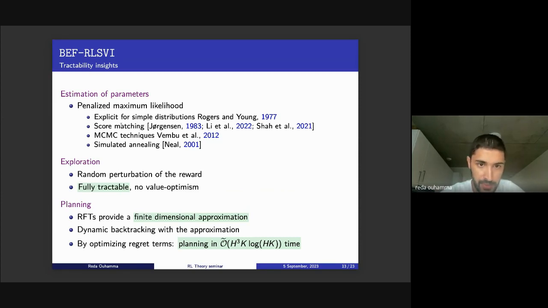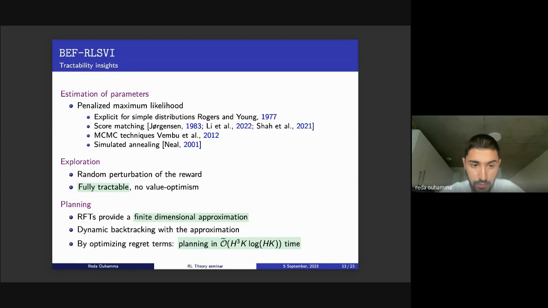Actually, many of these papers have theoretical results for a provable approximation of the maximum likelihood estimate in finite time. For the exploration, as we saw, we use this random perturbation of the reward. So there is no optimism, which means that it is tractable. It's a simple noise addition.